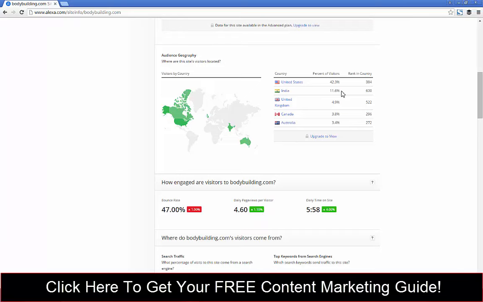So look how key is that information. 11.6% of visitors are from India. How good is it to have that information? There's actually more visitors from India than there is United Kingdom and Canada combined. I honestly would have thought there would have been a lot more visitors from elsewhere. So yeah, that's a really good thing to look at.